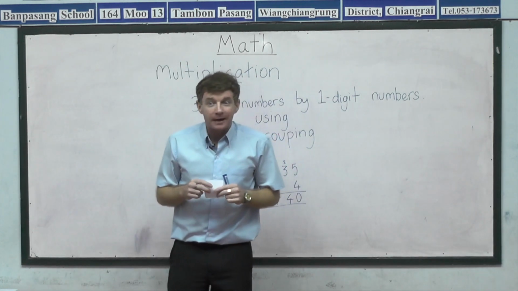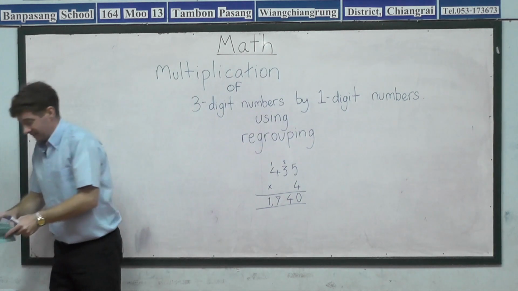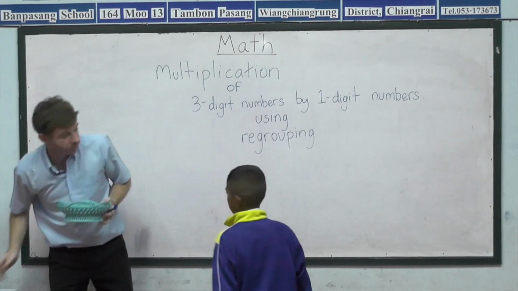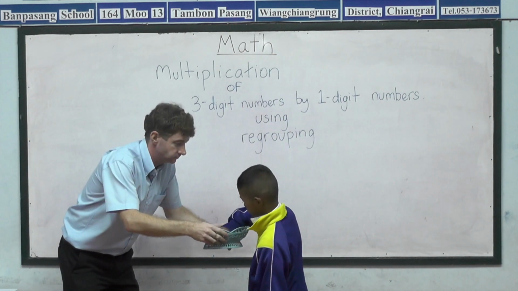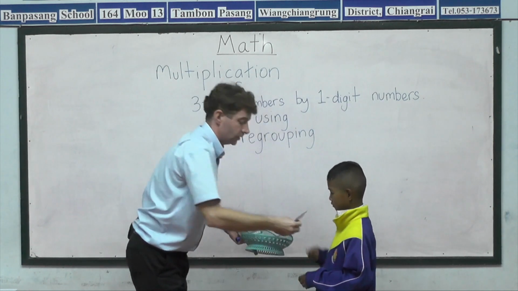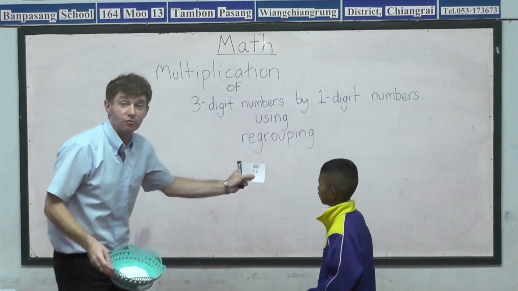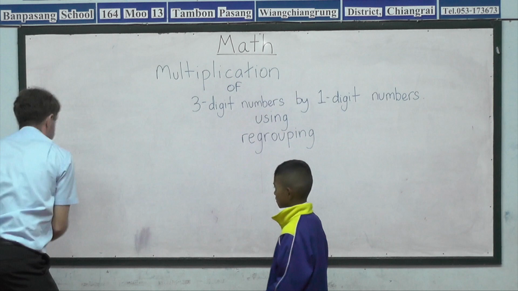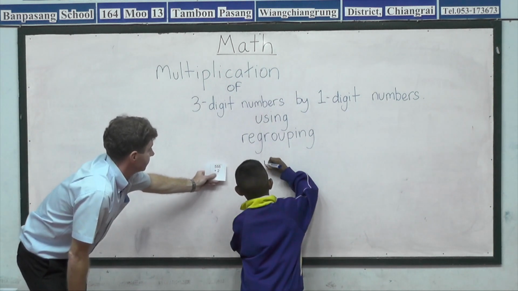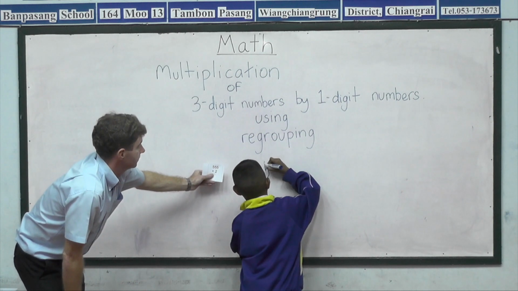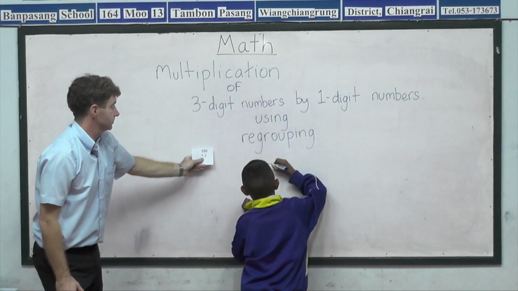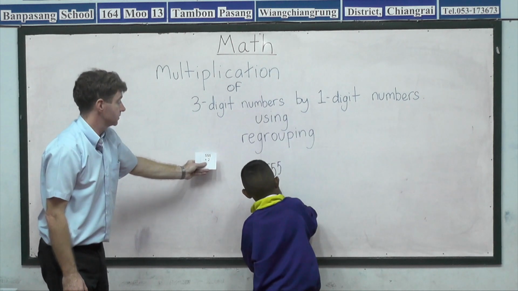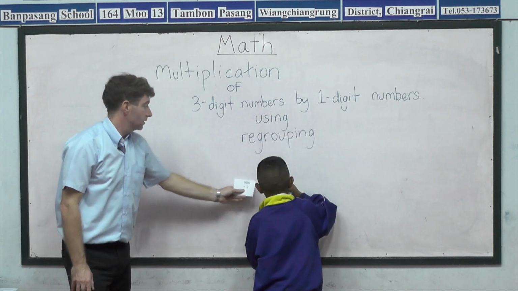Let's do one more. Who would like to go? Pat. Okay. Are you ready? So let's see. 555 times 2. Okay, so first of all, Pat, can you write your problem? 555 times 2. And then we can see.